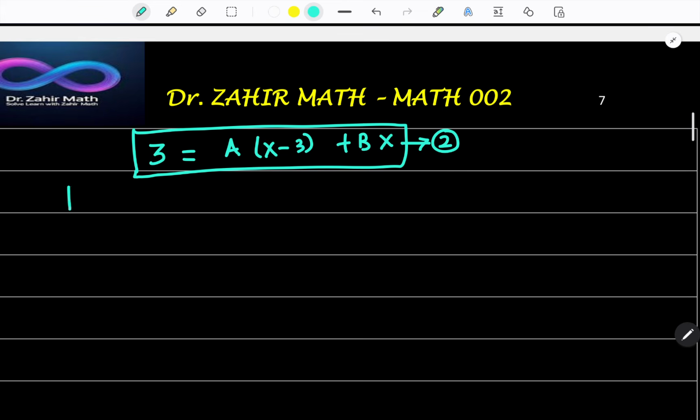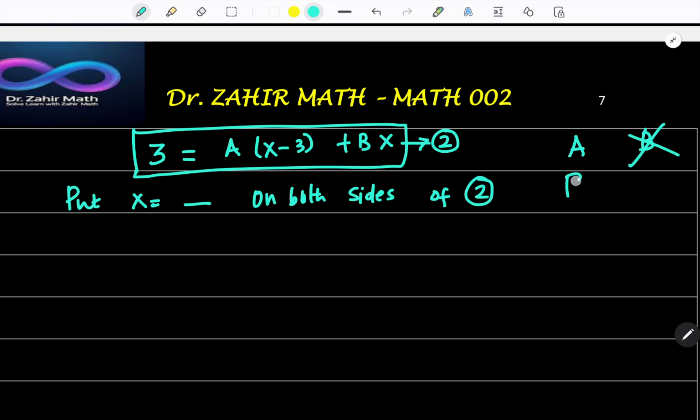Right. Now I have to put x equal to some value on both sides of equation 2. I told you already, I want A, but I don't want B. I want B, but I don't want A. This is the idea you have to follow, right?